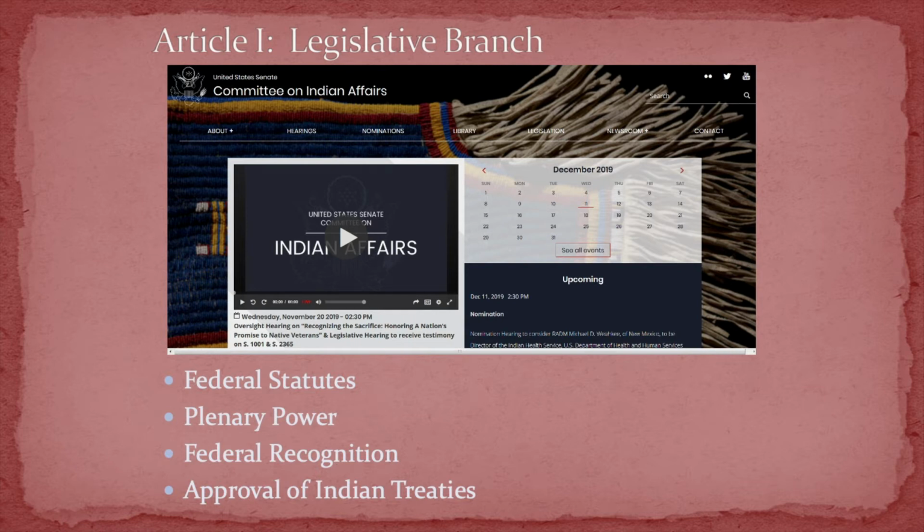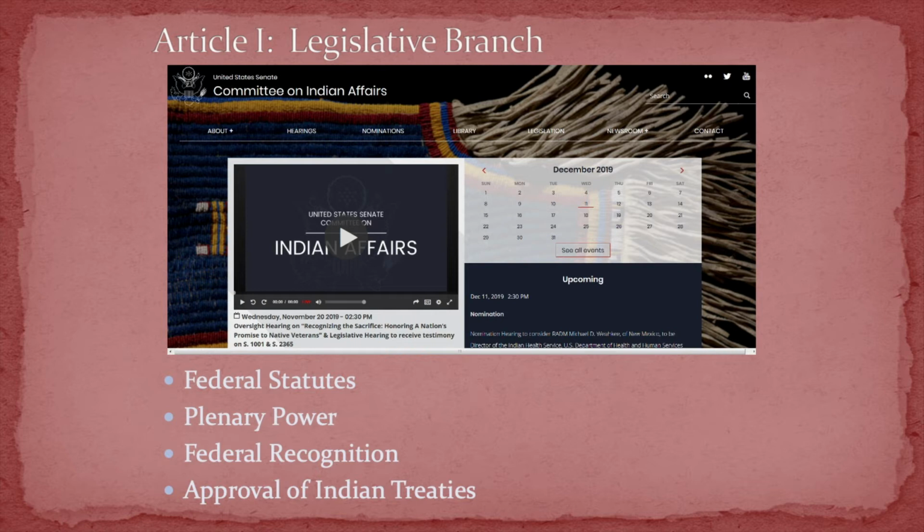The legislative branch also has plenary power over Indian tribes. What does that mean? That means that Congress actually has the authority to create and terminate tribes. At any given moment, legislation can be passed to wipe out tribes. And this has happened in the past with a number of tribes, and we'll go over that when we go over the federal Indian policy timeline.